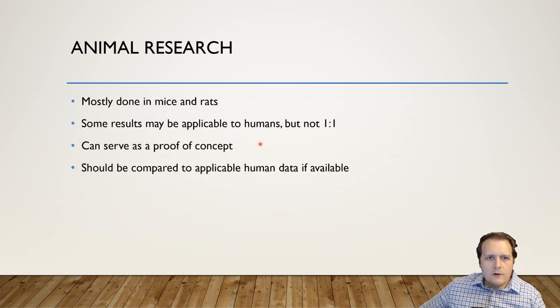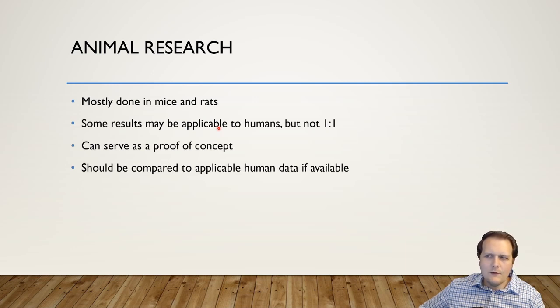Next, we have animal research. This is mostly done in mice and rats, and you can find other animals too, like rabbits or monkeys. I'm sorry for all the animal lovers out there, but it does happen. In these cases, you also have to think about the applicability to humans. It's not always going to be one-to-one. While you may be able to get some good evidence or information to extrapolate to humans, a mouse or a rat is just not going to act exactly the same as a person.